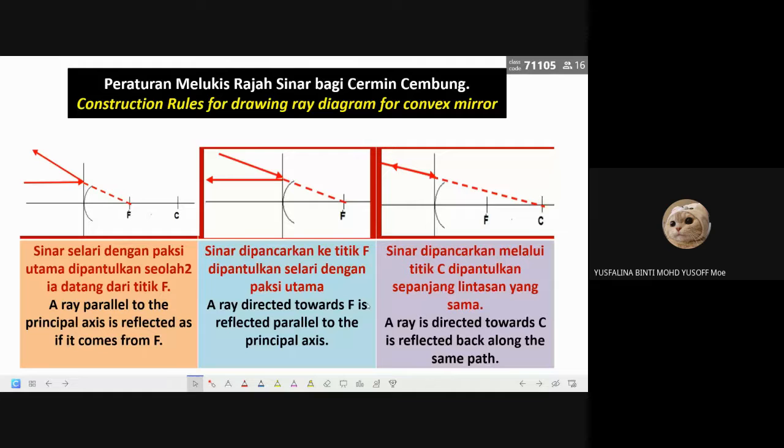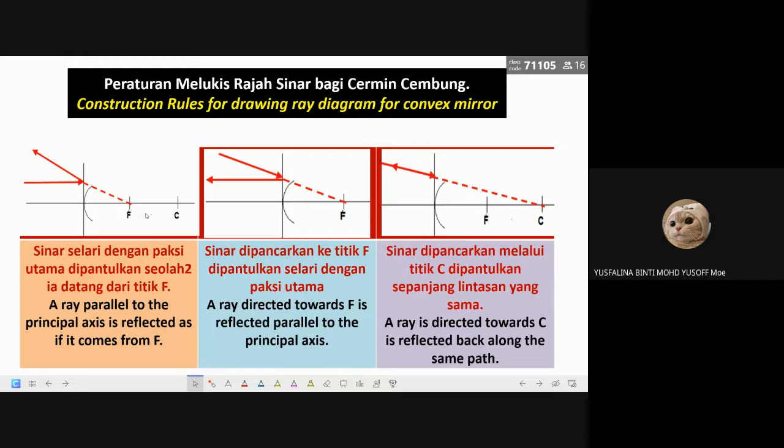For the convex mirror, the light ray, the first one, goes here and after it hits the surface of the convex mirror, it will be reflected back. Then you have to make it longer, it must pass through the F. So from here, reflected back, and make it longer until it passes through the F.